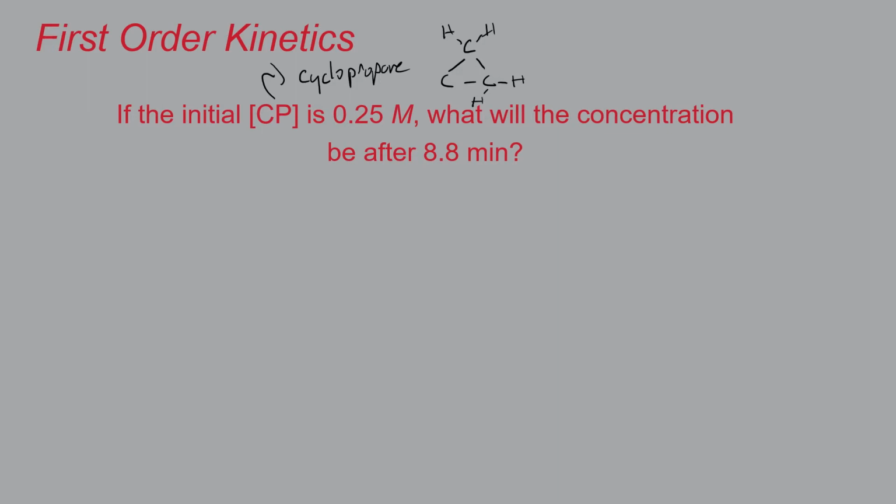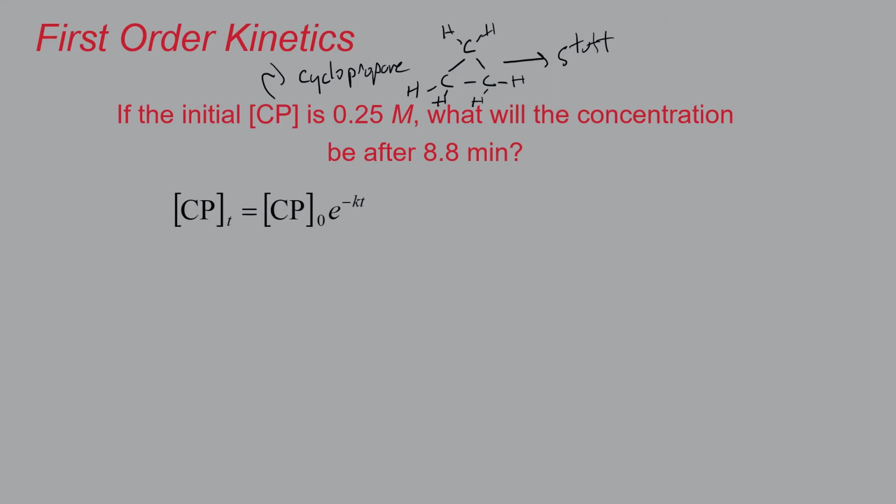each bonded to two other carbon atoms and two hydrogen atoms. Now, this is not a particularly happy camper. The bonds are not bond angles that carbon likes, so it decomposes into stuff. And what we're going to figure out is if we have a flask with 0.25 molar cyclopropane, what's its concentration going to be after 8 minutes?